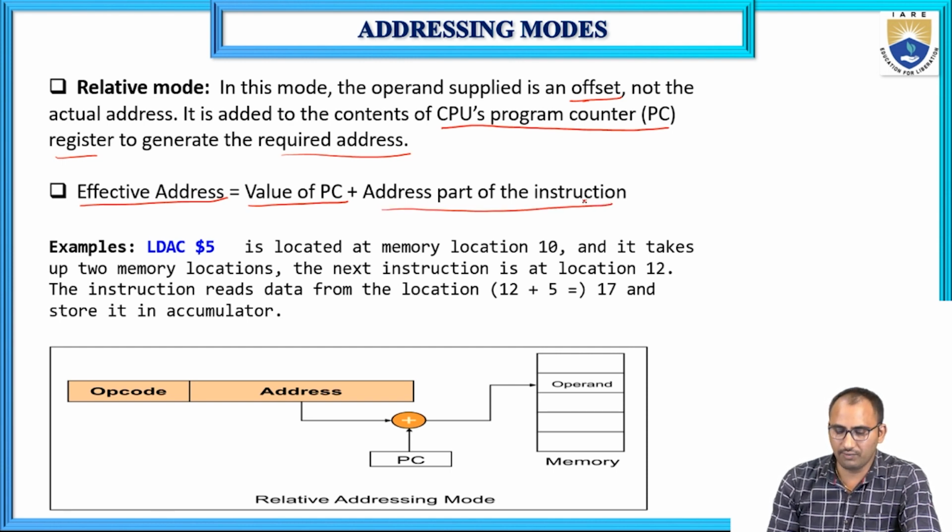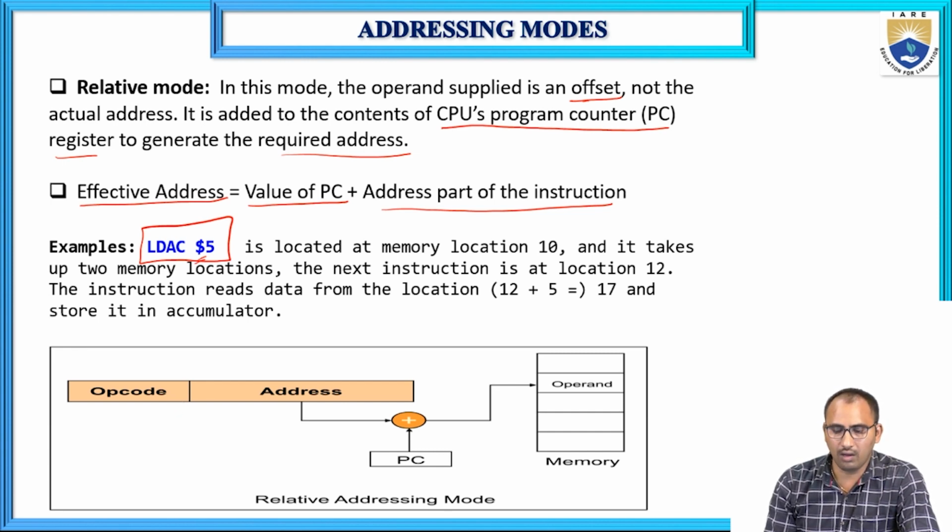So what is the instruction given? This is the instruction given, LDAC $5. This dollar symbol is used to specify the address. We can use either the @ symbol or this dollar symbol, either way. So what is the address given in the address field? 5. What is the content of the program counter?